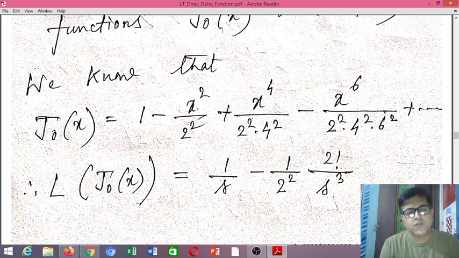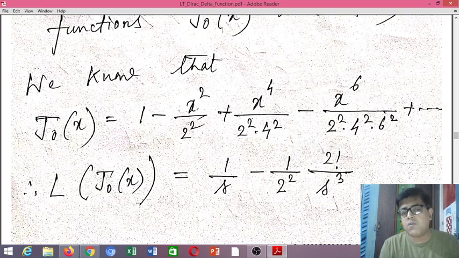Now if I want to find the Laplace transform of J0(x), I just simply take Laplace transform on both sides. If I do that and apply the linearity property, I take Laplace transform of each of these terms on the right one by one. So first I take Laplace transform of 1 because the first term is 1. So Laplace transform of 1 is 1 by s. So I've got 1 by s as my first term. Secondly, I take the Laplace transform of x squared, because minus 1 by 2 squared is a constant that is taken outside.